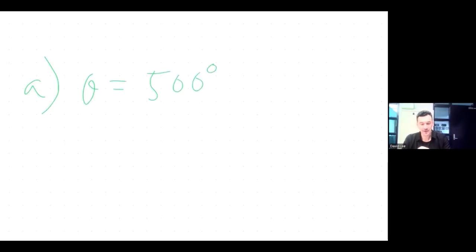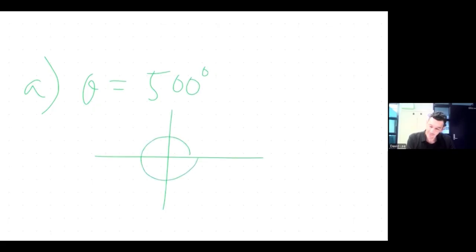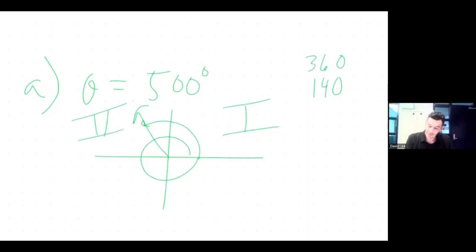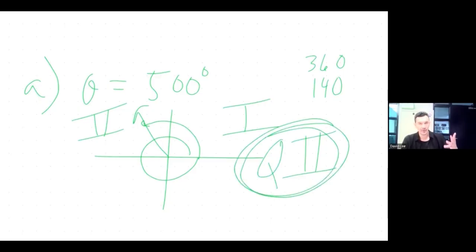If I were to draw this thing, in which quadrant does it terminate? Let's find out. Okay, that's 360. And 360 to 500, I need an extra 140. So like right there, more or less, something like that. So that's 500 degrees. And it terminates in quadrant 2. So my final answer would just be Q2, quadrant 2. This guy terminates in quadrant number 2.